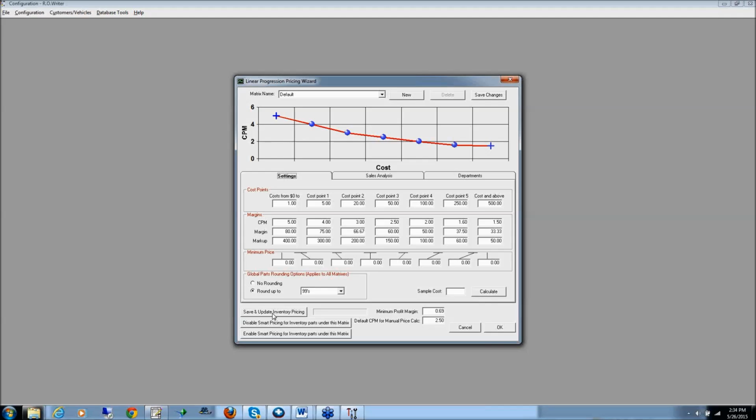So again, the difference between outside purchase and inventory is really these buttons in the lower left-hand corner. I can use Save and Update to apply the rules to all the parts in my inventory, the one beneath that that says Disable Smart Pricing for inventory parts, and then Enable Smart Pricing for inventory parts. These work in conjunction with one another.